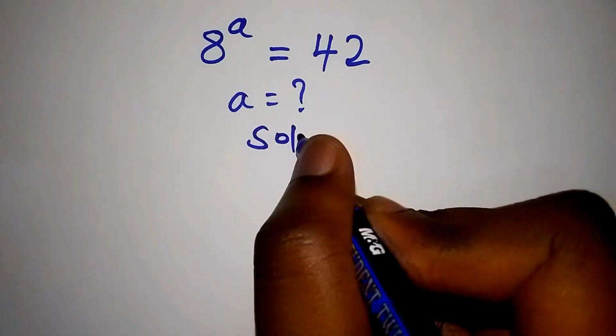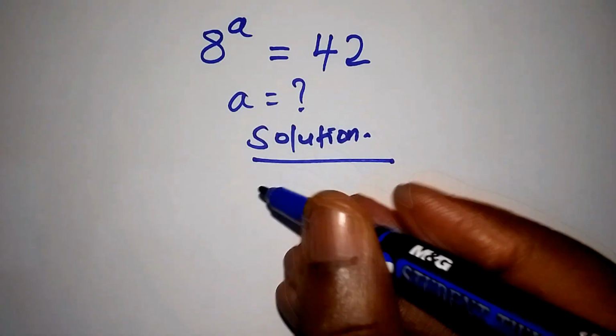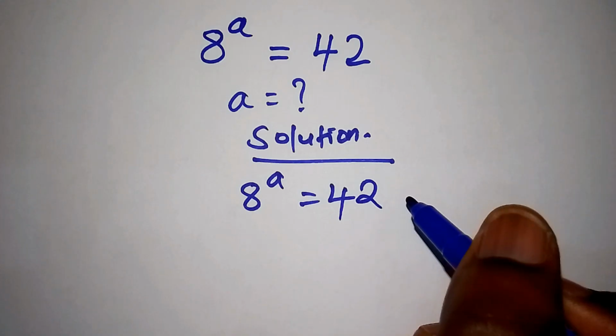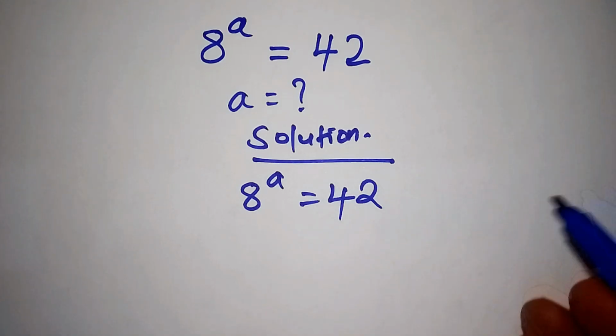So let's start with the solution. We are trying to solve for the value of a. We have 8 to the power of a is equal to 42. The first thing we need to do is introduce the log on both sides.